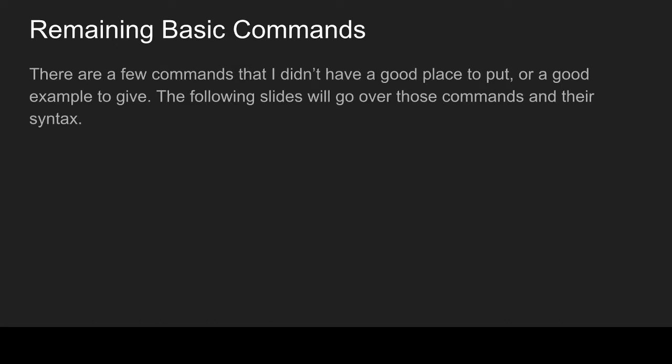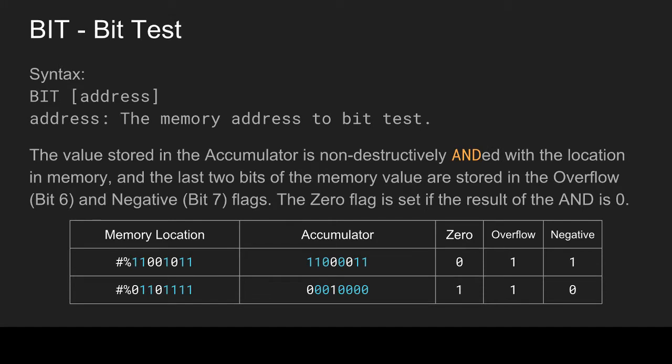There are a few commands that I didn't have a good place to put, or a good example to give. The following slides will go over those commands and their syntax. The bit test command. The value stored in the accumulator is non-destructively ANDed with the location in memory, and the last 2 bits of the memory value are stored in the overflow, bit 6, and negative, bit 7 flags. The 0 flag is set if the result of the AND is 0.